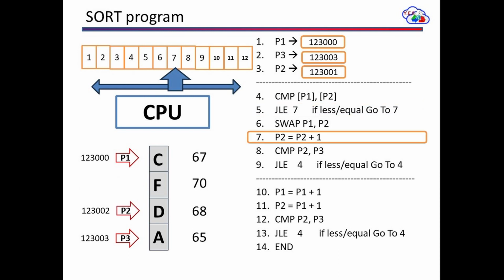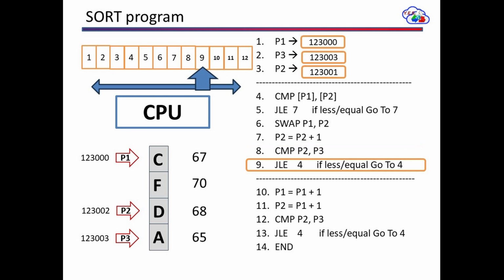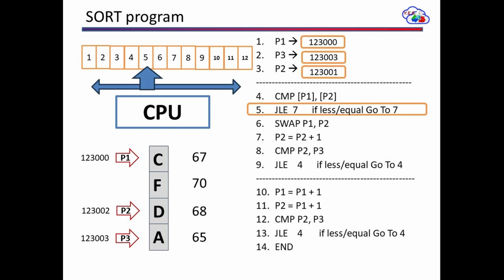P2 points to the next position. CMP compares the value of P2 with that of P3. If P2 is less than or equal to P3 it jumps to statement 4, and in this case it jumps. CMP compares the content of P1 with the content of P2. P1 contains the character C, and P2 contains the character D. Skip to statement 7 if the content of P1 is less than or equal to the content of P2. In this case skip it, and leave everything as it is.